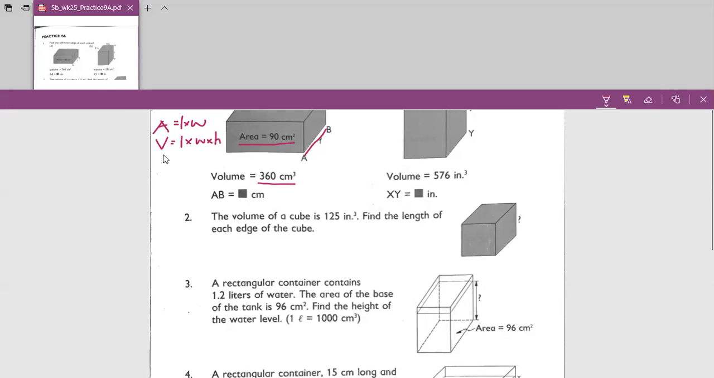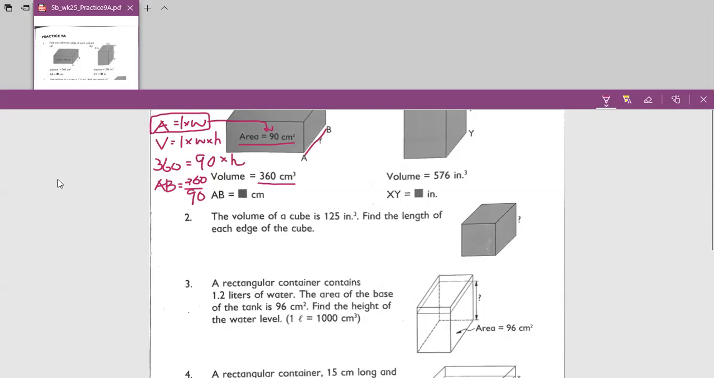So now we have the volume for 360. And we know the area. Okay, it tells us the area is 90 centimeters. So 360 centimeter cube equals 90 centimeter square times unknown h. Okay, we want to know the h. So over here, what is the AB? What is the answer for AB? AB will be 360 divided by 90.